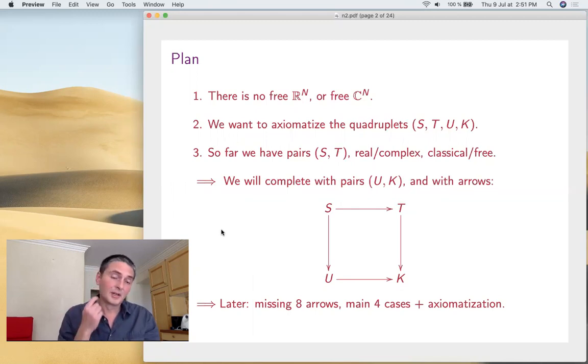So what we're doing now in the beginning is to understand how these four main examples work: real, complex, classical, and free. So we have four of them. We'll complete later with more geometries once we have the axiomatization. So today we're going to complete with pairs U, K and also with some arrows. So you see there are four objects, so 12 arrows between them. We'll construct four of them.